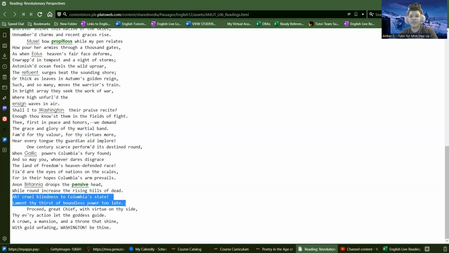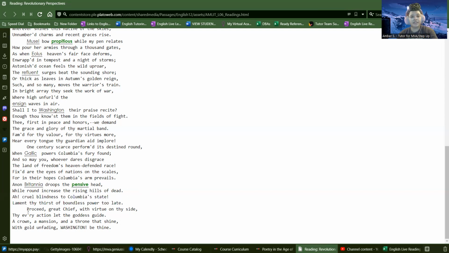So she's basically saying that she thinks that Britain is going to regret going to war with the colonists, the Americans. But by the time that they feel bad about it, it's going to be too late. Those soldiers are gone. You can't get them back. Those resources are gone. You can't get them back. Time is passing that they've invested in this war. They can't get that back.